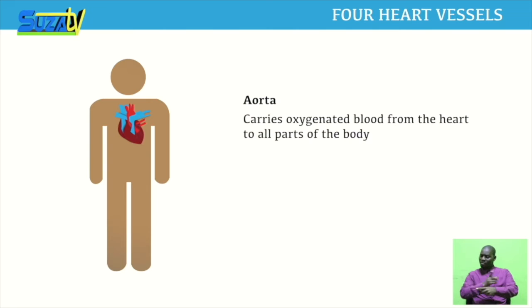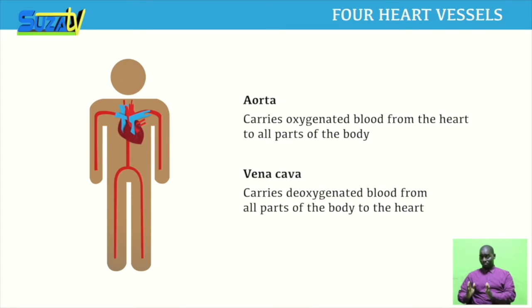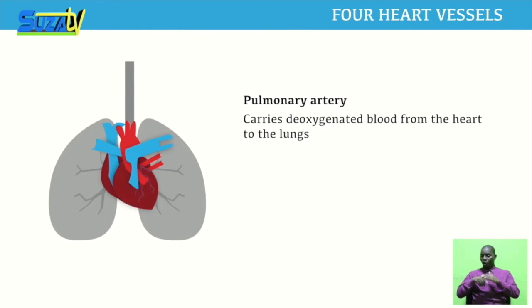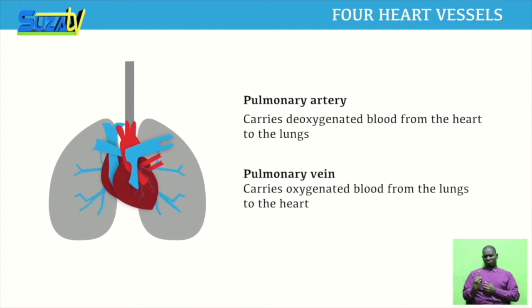Now let's take a look at the different roles of these blood vessels. Aorta carries oxygenated blood from the heart to all parts of the mammalian body. Vena cava does the opposite, in that it carries deoxygenated blood from all parts of the body to the heart. Pulmonary artery carries deoxygenated blood from the heart to the lungs, and pulmonary vein carries oxygenated blood from the lungs to the heart.